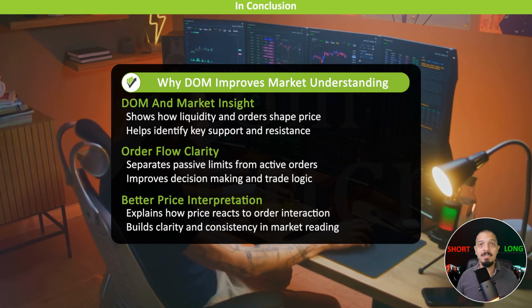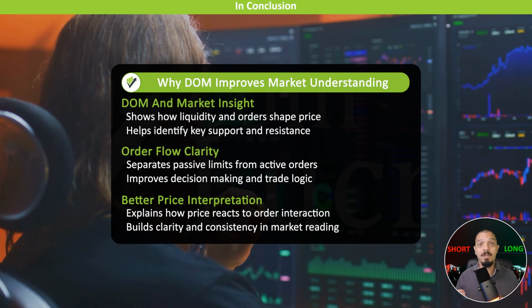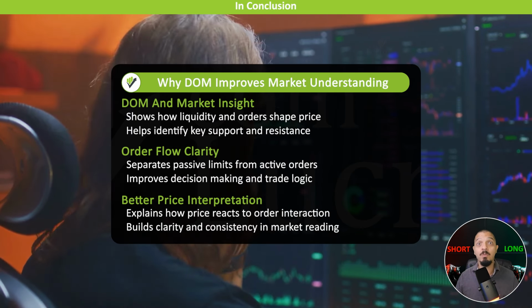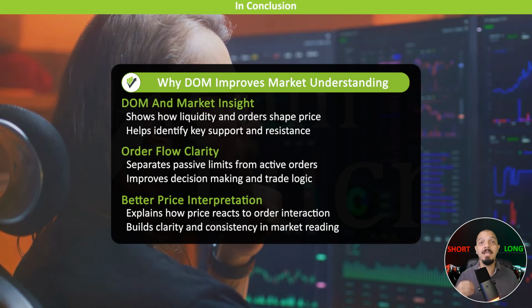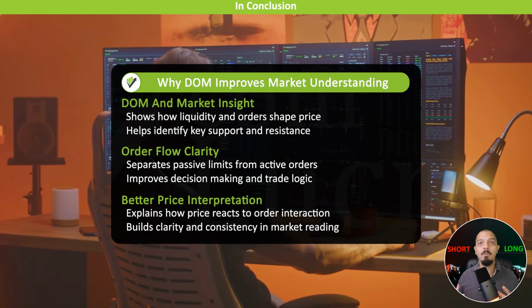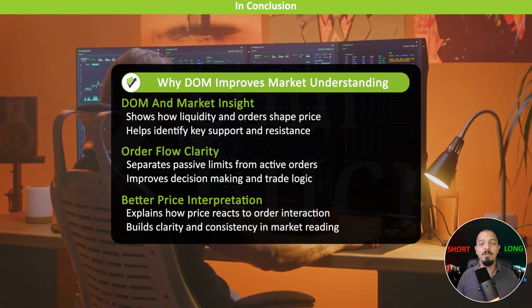In conclusion, understanding the depth of market, DOM, is essential for any trader looking to gain insights into market dynamics and price movements. The DOM provides a detailed view of limit orders and market liquidity, helping traders identify potential support and resistance levels. By distinguishing between passive order flow, limit orders, and active order flow, market orders, traders can make more informed decisions and improve their trading strategies.